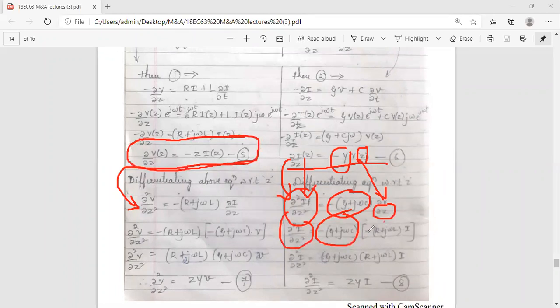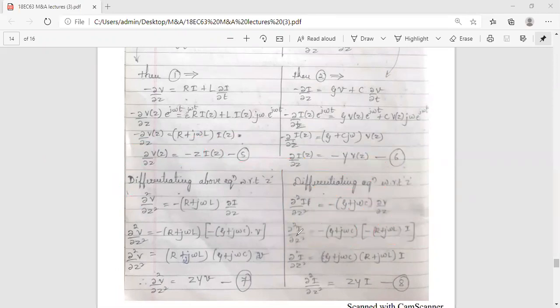Equation 5 we got, dou v by dou z. Putting that, minus r plus j omega l into I, because the LHS is also having I. Let me take both sides the same notation, I. Then further continuing, LHS is equal to minus and minus, you'll get a positive sign, g plus j omega c, r plus j omega l into I. Or simply take this as y, the admittance, and this as the impedance, into I. So we have got this as equation 8.